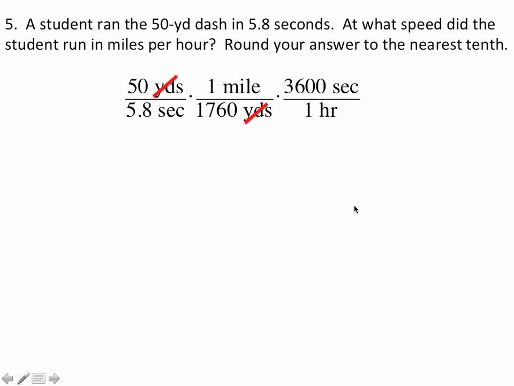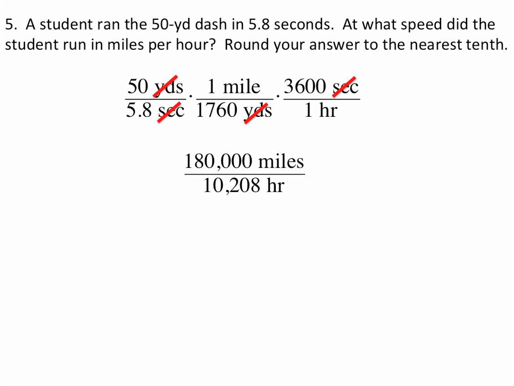So if you take a look at the canceling, yards will cancel yards, seconds will cancel seconds, and the only thing left is miles and hours. So now all you have to do is go across the top and multiply. 50 times 1 times 3,600 is 180,000 miles. And on the bottom, 5.8 times 1,760 times 1 is 10,208 hours. And then you want miles per 1 hour, so you just divide that, and you'd get about 17.6 miles per hour. So I just divided 180,000 by 10,208, and I wind up with 17.6 miles per hour.